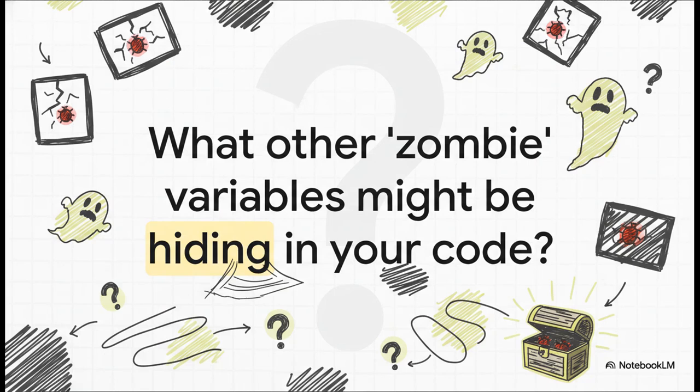And that's pretty much it. We've uncovered how Python's default arguments really work and, more importantly, how to use them safely. But it does leave you with a final thought, right? Now that you know about this particular trap, what other subtle behaviors or zombie variables might be hiding in your own code, just waiting to be discovered?